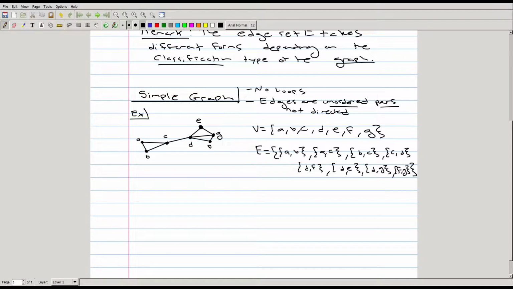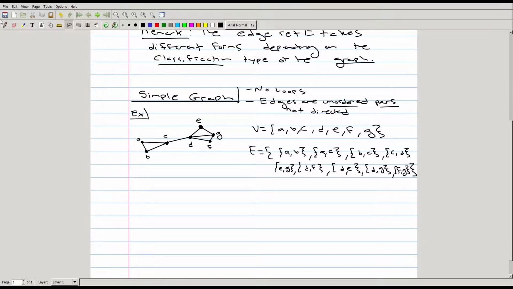These sets are unordered collections of elements. So each one of these subsets represents an edge in the edge set. You have 1, 2, 3, 4, 5, 6, 7, 8. 1, 2, 3, 4, 5, 6, 7, 8, 9. Oops, it looks like I missed one of the edges. Specifically, I missed the edge EG. There we go. So this is our correct edge set.